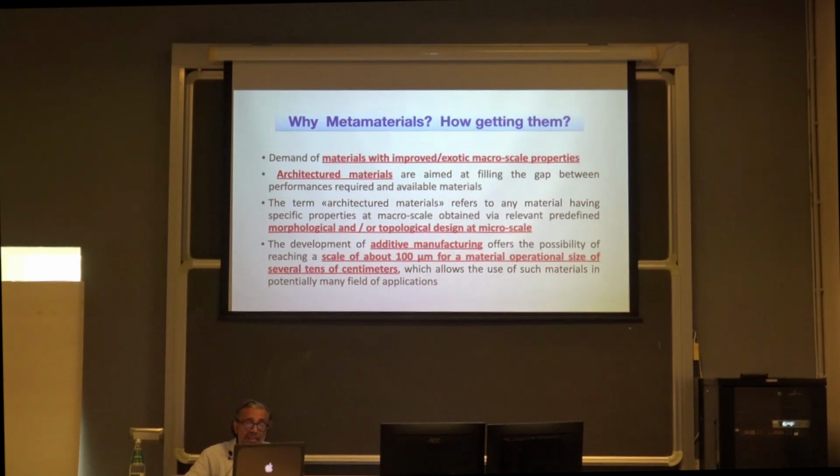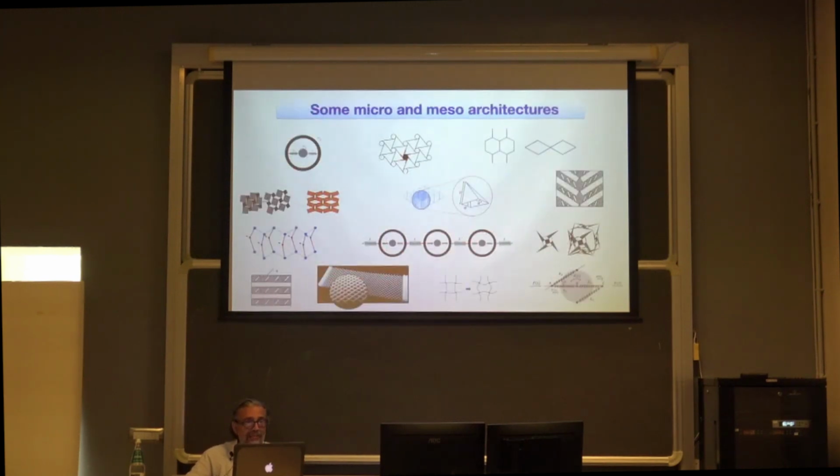With this term we refer to any material having specific properties at macro scale obtained via relevant, predefined morphological and/or topological design at micro scale. In principle, it should work whichever is the basic material used for building the architecture. Of course, we know that additive manufacturing is giving us the possibility to transform these dreams into reality.